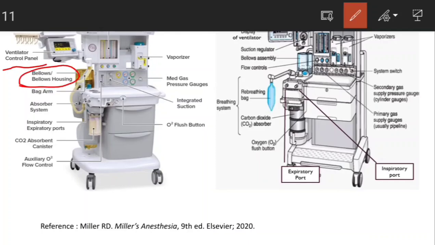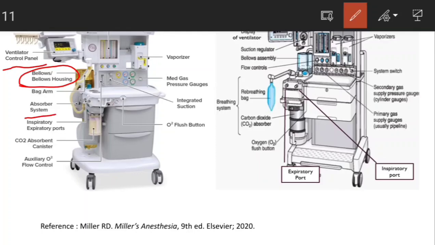Then the second part is the bellows, or the bellows housing. So what does the bellows do here? It acts like an artificial lung. They expand and contract to simulate the breathing for the patient.